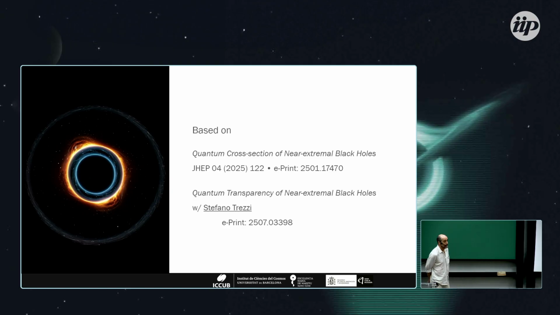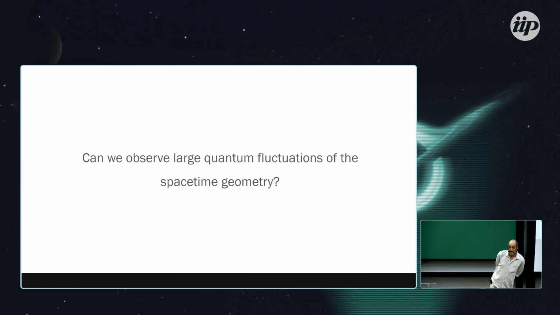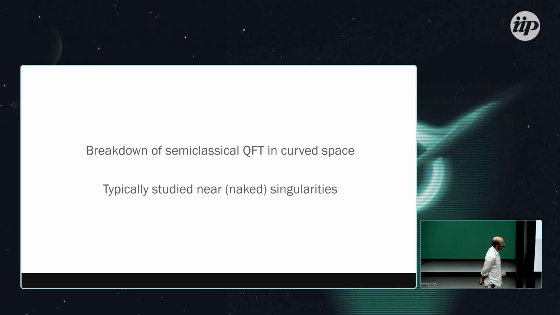And what's the main question that I want to address in this talk? The question is this one. I think it's a very important one in our field: whether we can observe large quantum fluctuations of the geometry, which I think is a basic question in quantum gravity. Usually this question is asked in the context of a breakdown that leads to naked singularities, a breakdown of semiclassical quantum field theory in curved space.